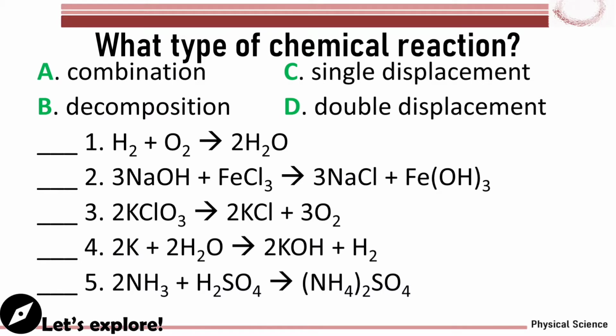So, you have hydrogen gas and oxygen gas forming water. So, that's combination. So, yung second item, sodium hydroxide and iron 3 chloride or ferric chloride forming sodium chloride and ferric hydroxide. This is double displacement. How about number 3?